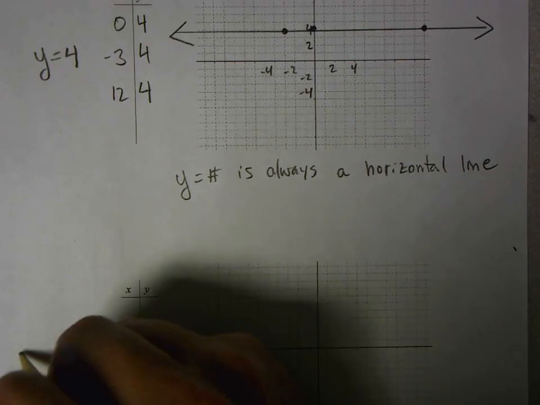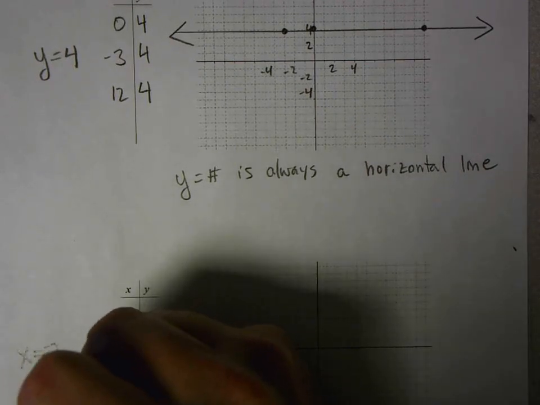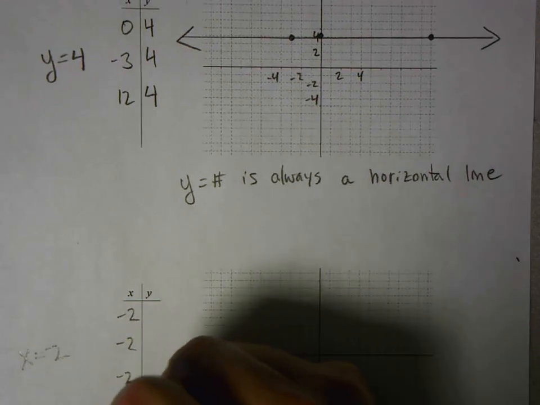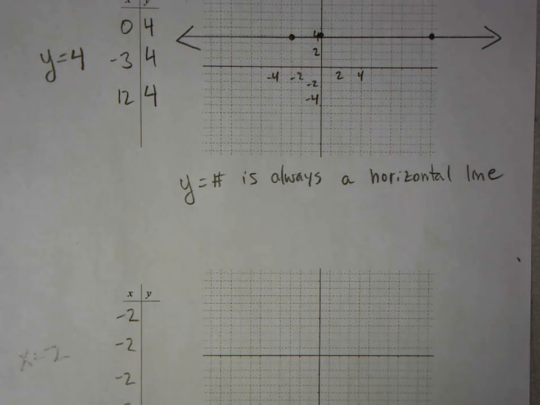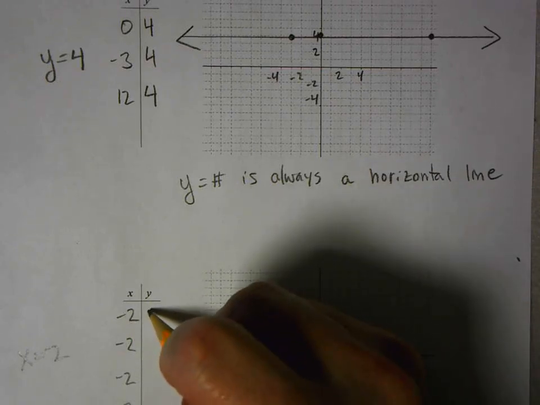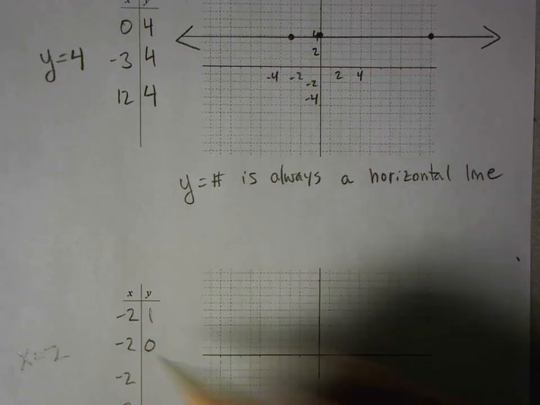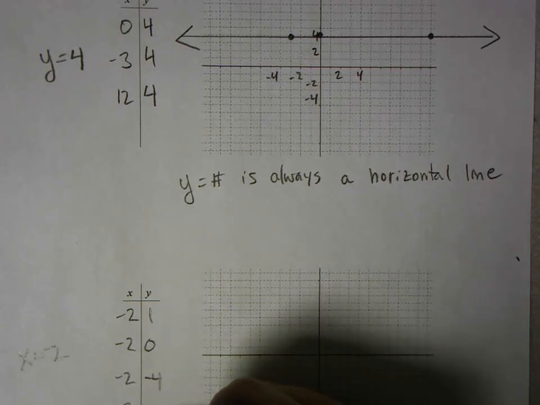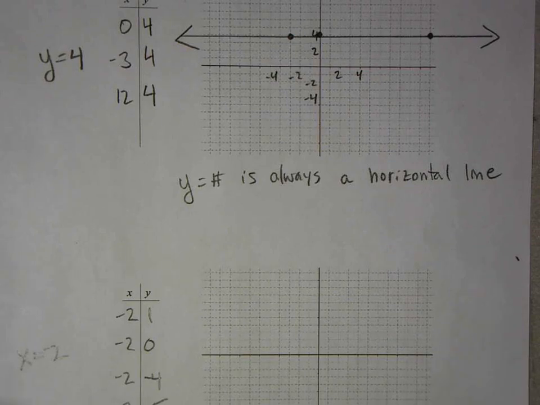Conversely, our last special kind of line, let's say I give you x equals a number. Well, again, a little bit weird. The only number I can plug in for x is -2. But I can pick any number for y. x could be -2, y could be 1. x could be -2, y could be 0. x could be -2, y could be -4. y can be any number I want. Pi, I haven't used a pi yet. I'm not going to try to graph that, but I could.